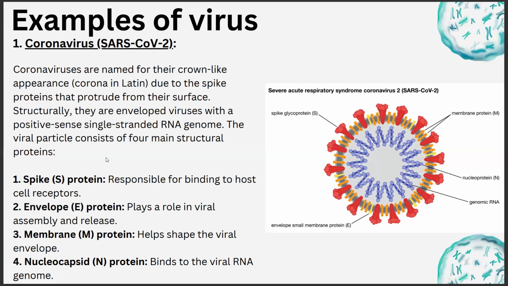Spike protein is responsible for binding to host cell receptors. Envelope protein plays a very important role in assembly and release. Membrane protein helps in shaping the viral envelope. Nucleocapsid protein binds to the viral RNA genome. We can see here the structure. We have spike glycoprotein, membrane protein, and nucleoprotein, genomic RNA inside the envelope, and small membrane protein.